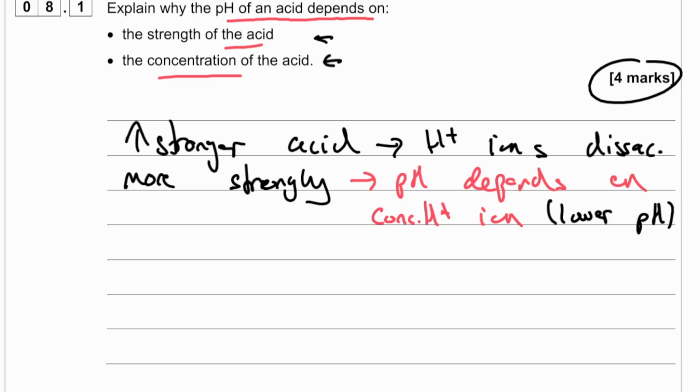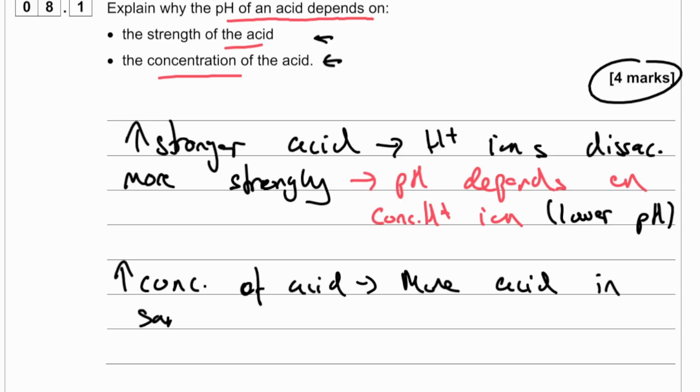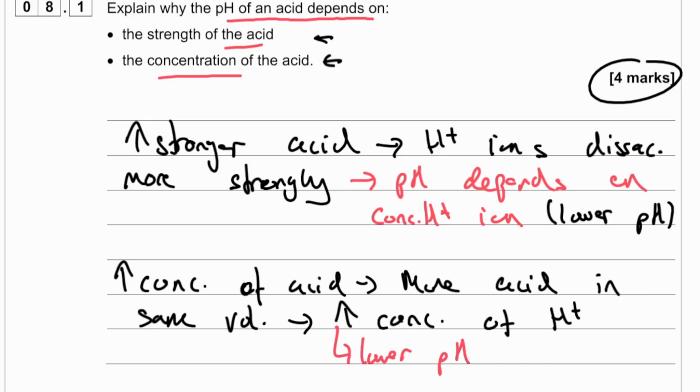Okay, so now let's do the same thing for the concentration of the acid. When you have a higher concentration of acid, what that means is you have more acid in the same volume, so essentially more acid or more solute in the same volume. And therefore you have a higher concentration of hydrogen ions. Just like before, when you have a higher concentration of hydrogen ions, that means you have a lower pH, because remember we just said the pH depends on the concentration of H+ ions. Okay, so that should be enough for the 4 marks.